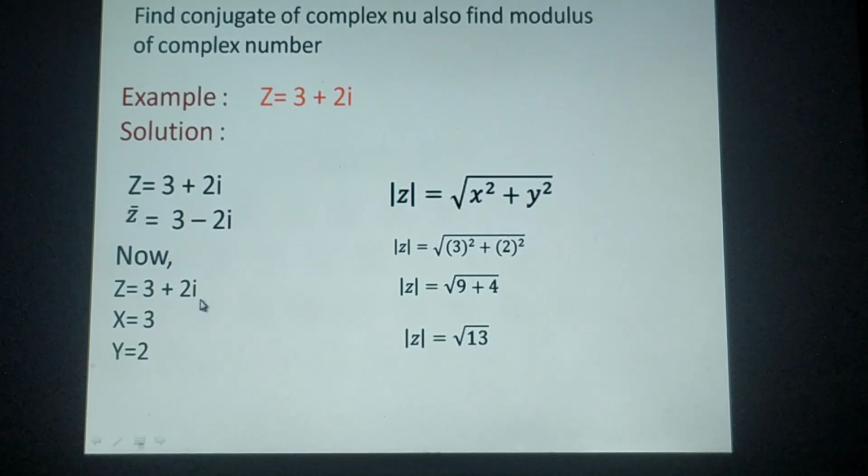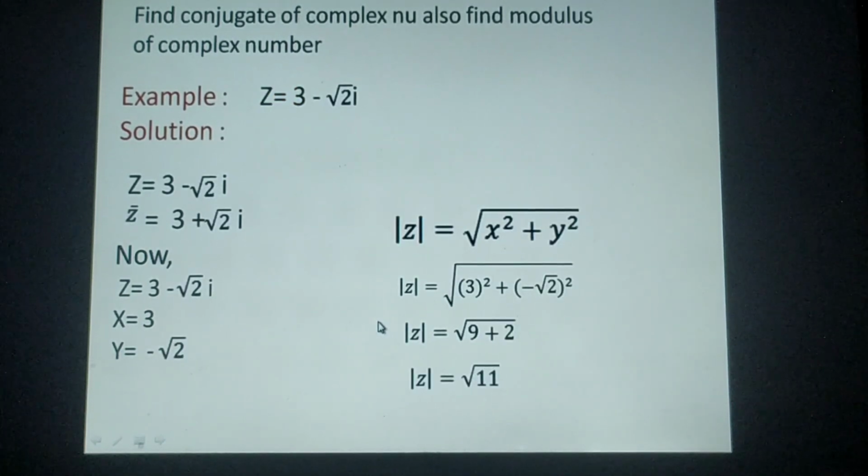Now z = 3 + 2i, here x = 3 and y = 2. So what is the formula for the modulus of a complex number? |z| = square root of x squared plus y squared. The value of x is 3 and y is 2. So it is the square root of 3 squared plus 2 squared, the square root of 9 plus 4. So |z| is the square root of 13.